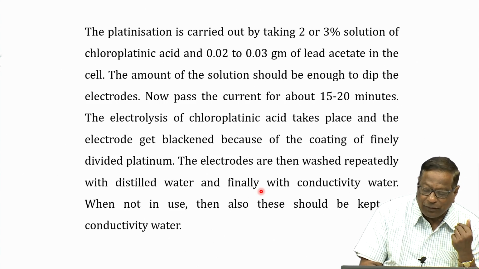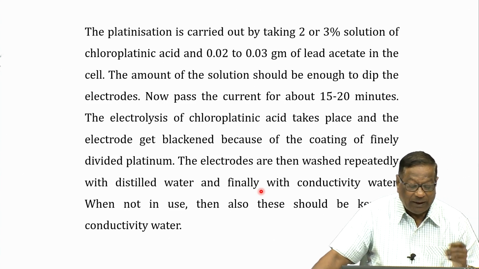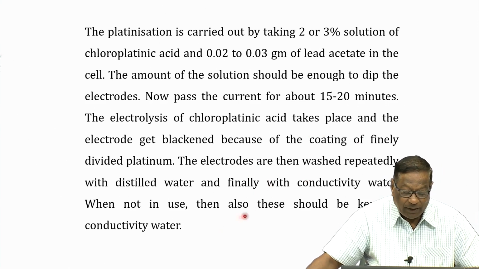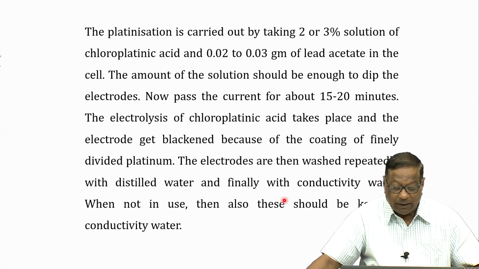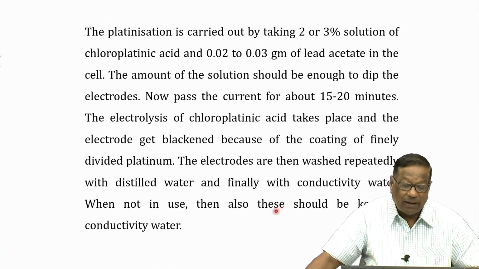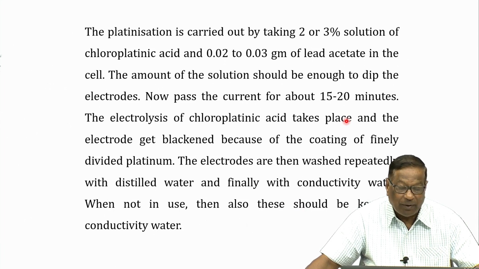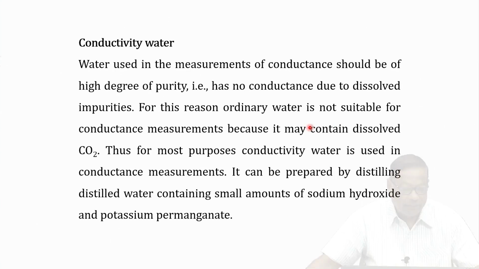Then we can wash the electrodes repeatedly with distilled water and finally with conductivity water. When not in use, these should be kept in conductivity water. What is conductivity water? It is a water with minimum conductance. It should be of very high purity, that means it has no conductance due to dissolved impurities, only pure water.